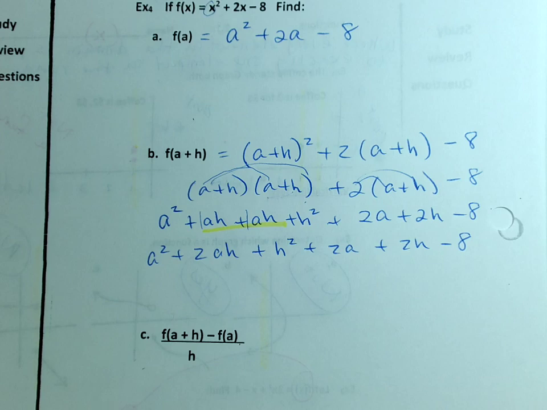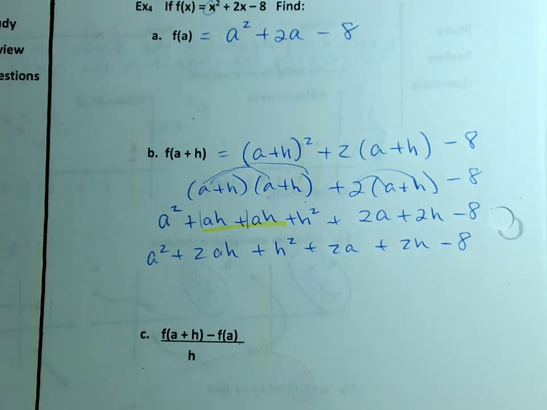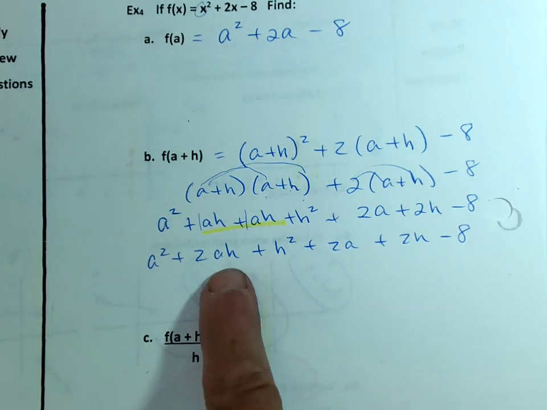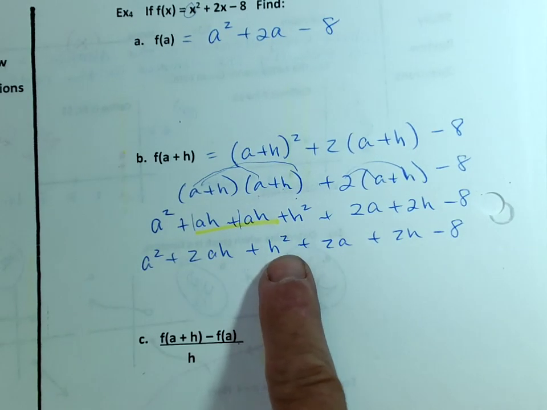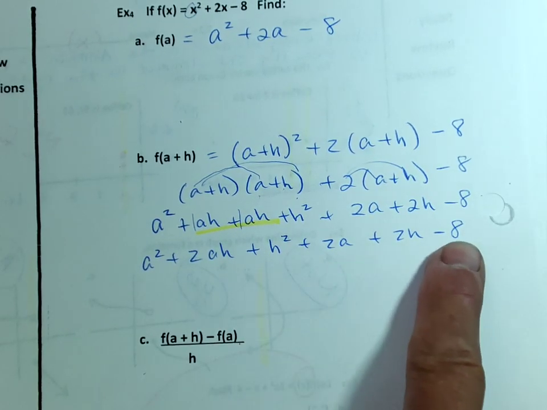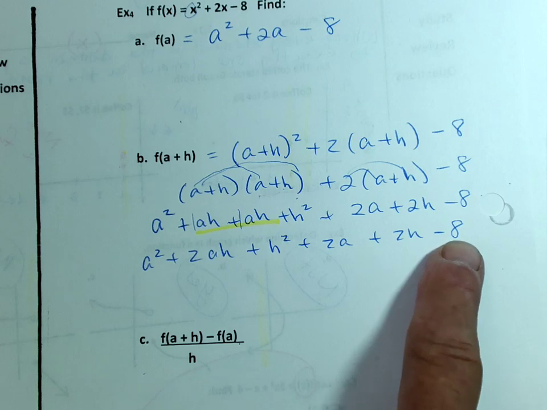Okay, now. Wait, that's it? Well, I don't think I can put anything else together, can I? Is there anything else that's the same? Do you see anything that we can combine? Am I missing something? No, you're not. I've got AH's, a squareds, h squareds, a's, h's, and just a constant, so I think that's all I can do, right?